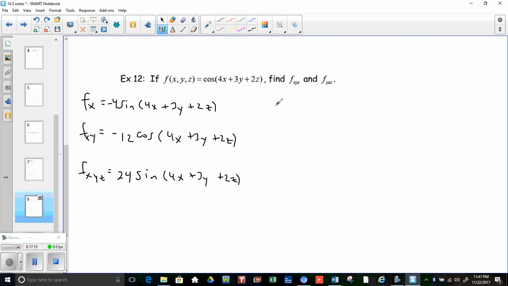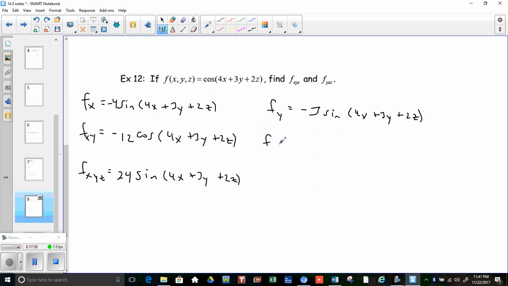And then it wants us to do f of y, z, z. Interesting one. F of y first. So the derivative of this with respect to y, negative sine, but then times 3 because of the y. So 3 sine 4x plus 3y plus 2z.